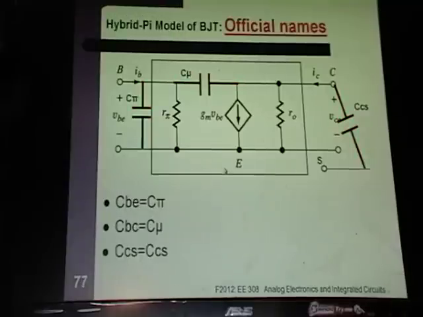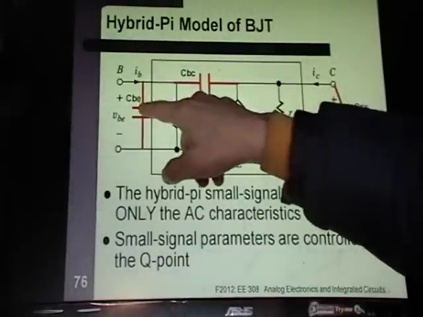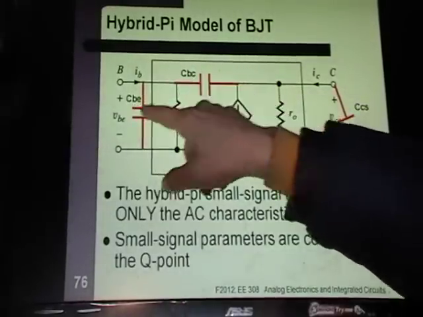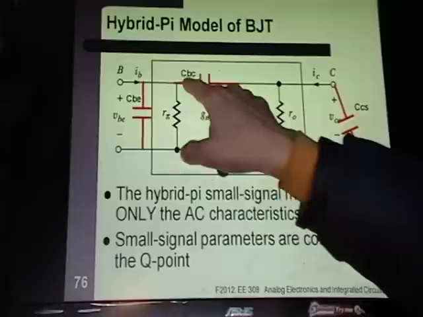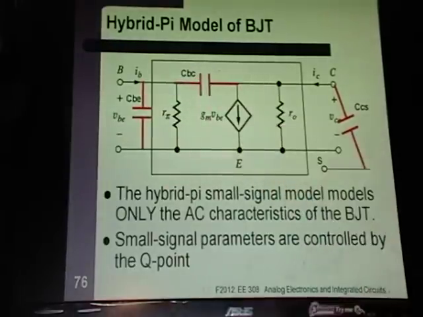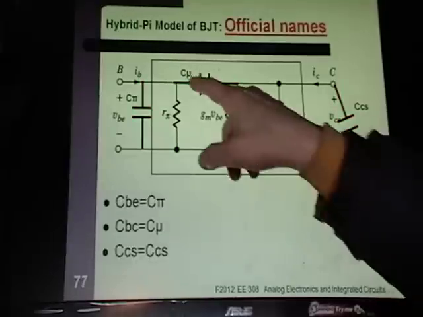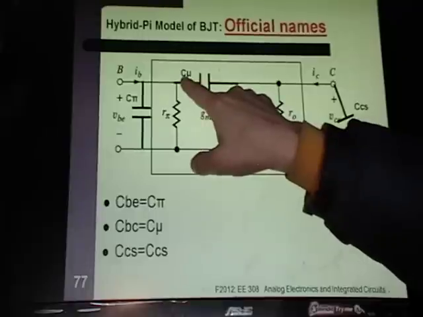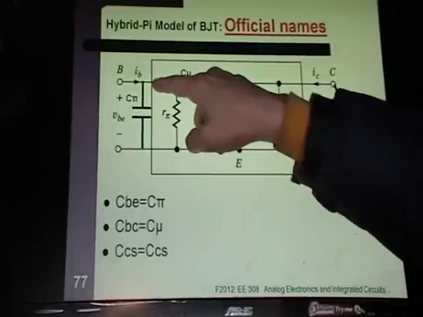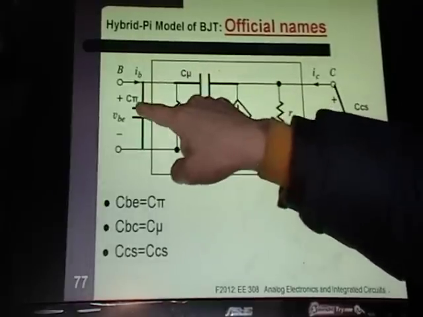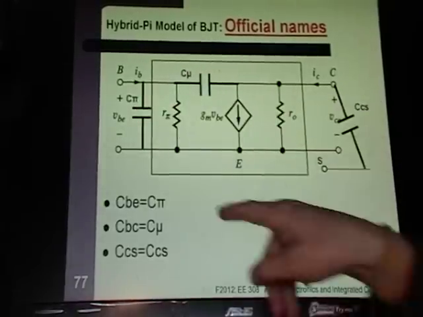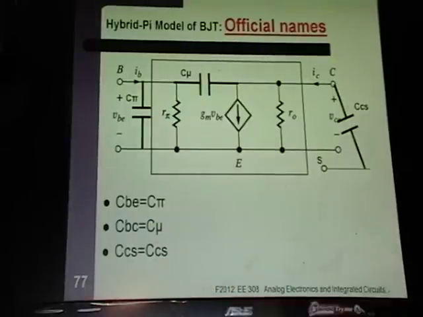When I work it out, I'm totally happy on exams if you write CBE or CBC. I might ask you what the official names are, because people will be looking for you to know those. And here are the official names. Instead of CBC, C mu. And instead of CBE, C pi. Okay. So these are the official names. These will make interviewers happy.